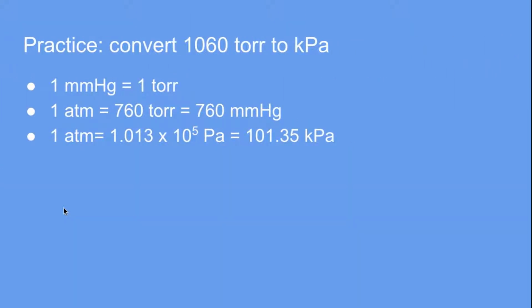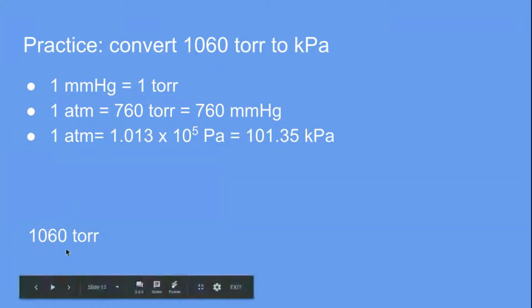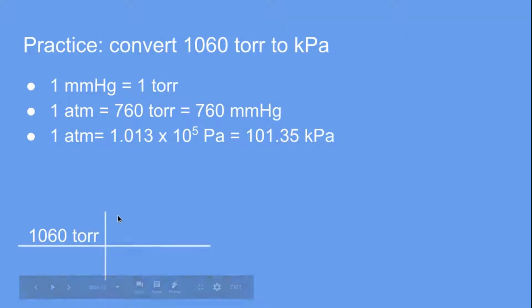And let's look at a problem where we convert between these two units, and these are just the same conversions that we've been doing for a very long time now. It's just changing the names that we're using. All right, so let's say that we had 1,060 torr, and we wanted to change it to kilopascals. And so the way you start this problem is that you write down your starting amount, 1,060 torr, and you set up a table to make a conversion factor.